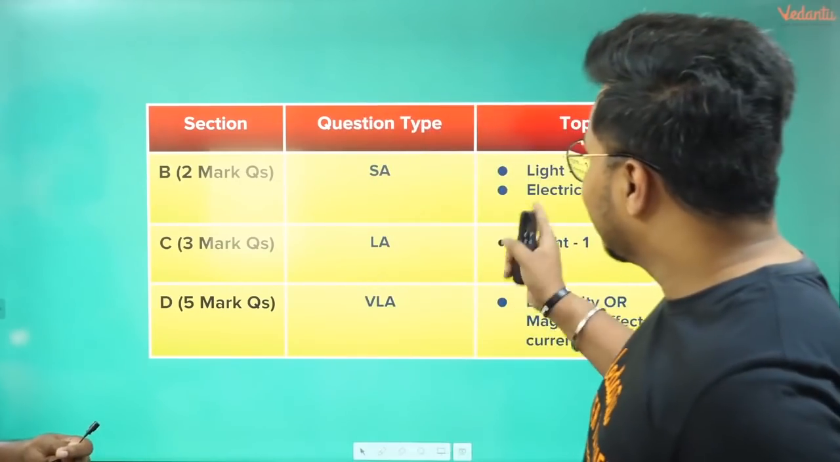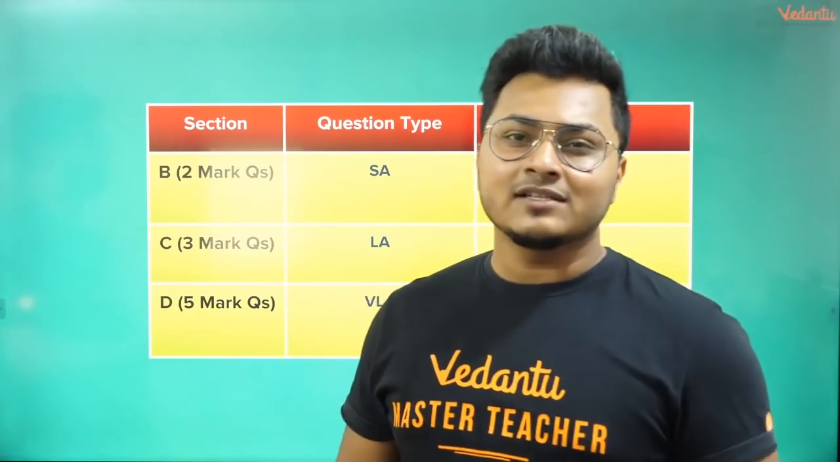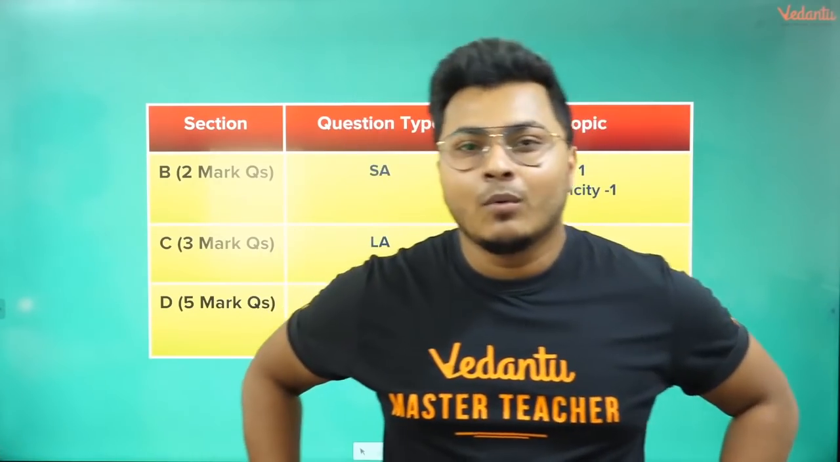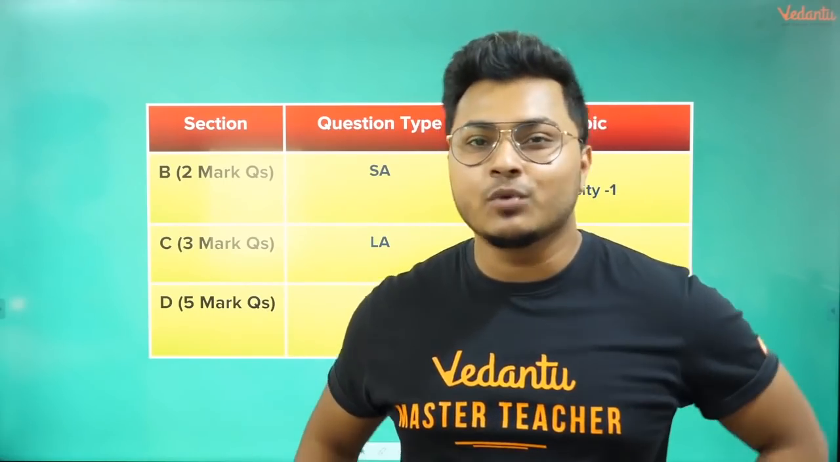Now coming to electricity and magnetic effects of current, I think it's fairly simple. What 2-mark and 3-mark questions can come from electricity? Tell me. What can come? Simple as that, numericals. Correct. Most of them are going to be numericals.